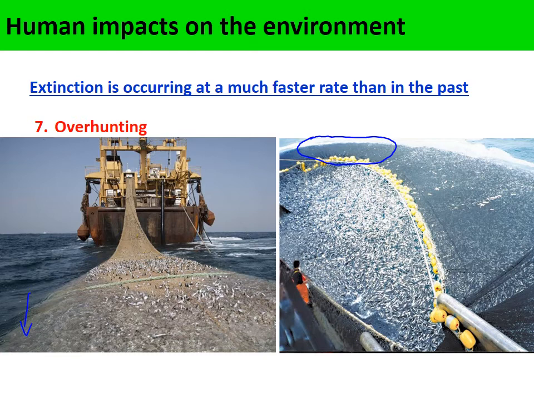Not only do they catch the target fish that they want to sell on, they'll catch many non-target species, and you can see here a huge catch of fish. So new legislation has limited these fishermen on the number of fish they're allowed to catch.